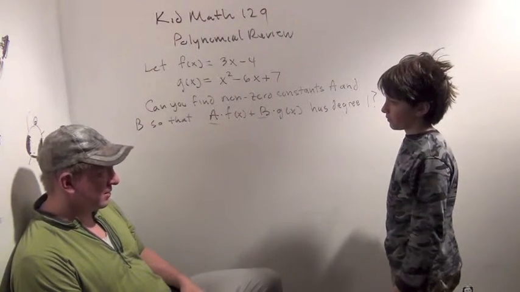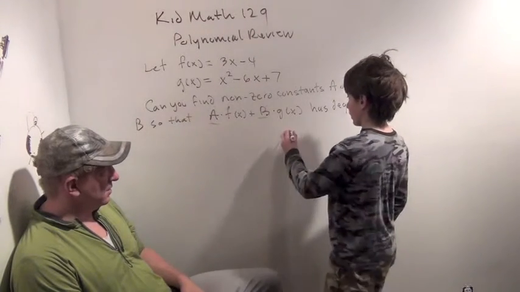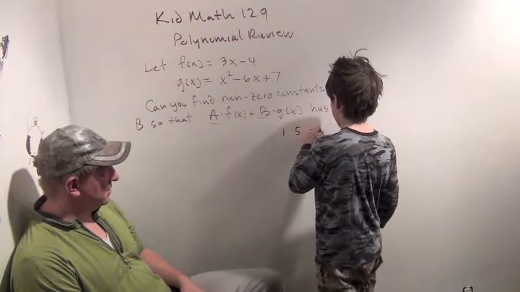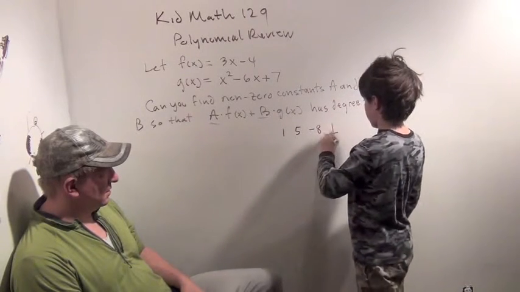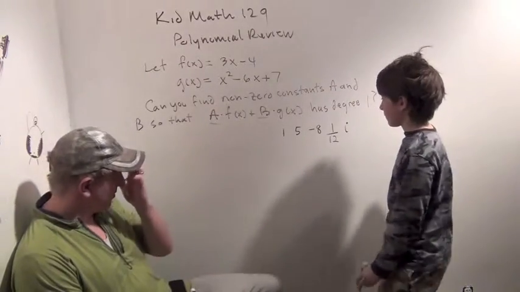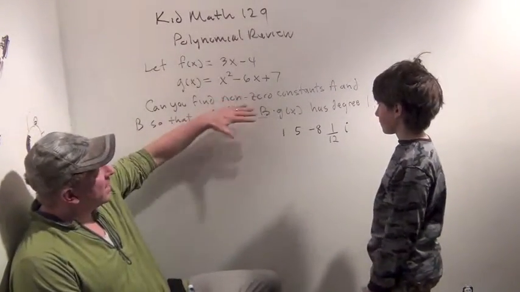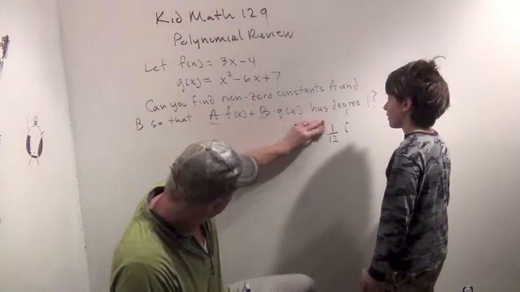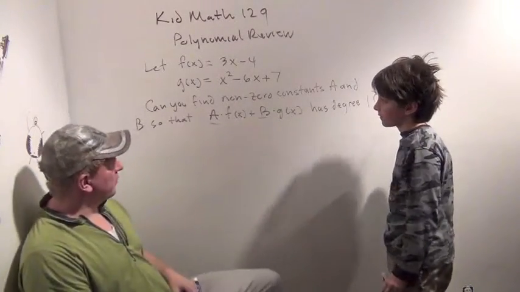Give me an example of some constants. Well, 1, 5, -8, 1/12, pi. Okay, those are some potential constants. No x's though. Yeah, no variables or anything like that. All right, good job.